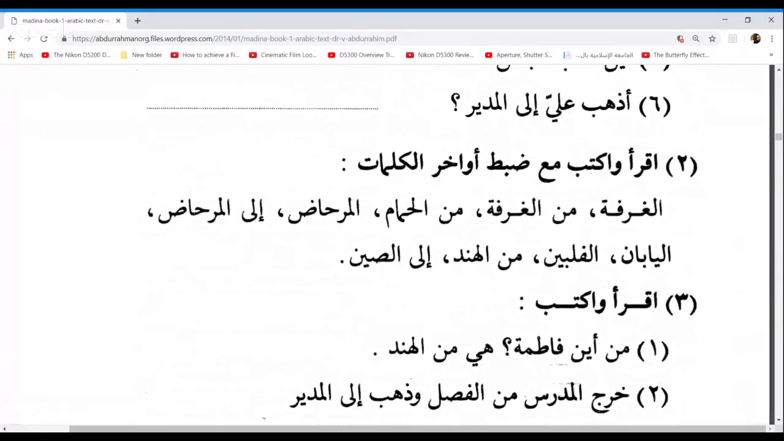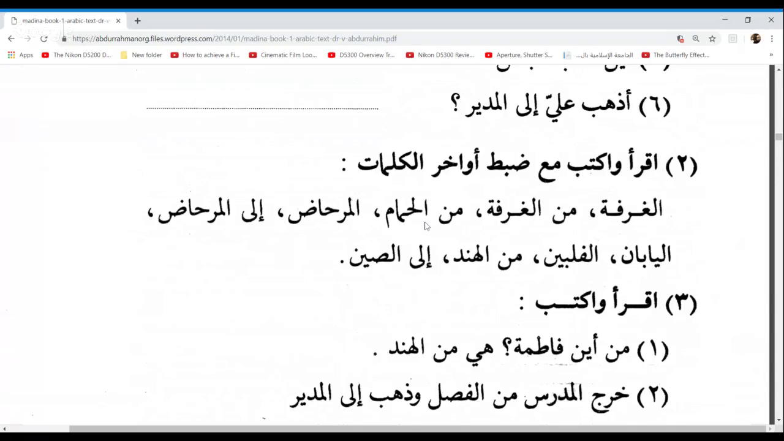We have what looks like a whole load of small words and sentences. The purpose of this is to test you, to make sure you end the word or sentence with the correct vowel. In this case, it's either going to be a dhamma or a kasra. Go ahead, start us off, please. الغرفة. Meaning? The room. Good. Go ahead, Yusuf. من الغرفة. Meaning? From the room. Yep, that's right.